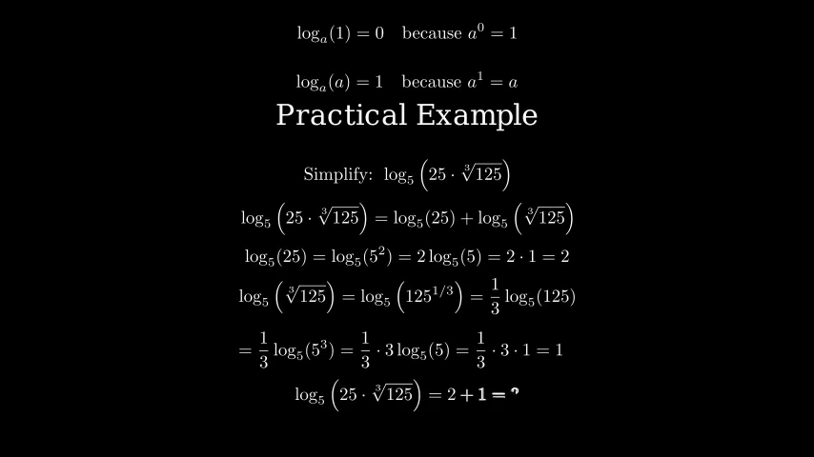Finally, combining both terms, we get 2 plus 1, which equals 3. So, log base 5 of the quantity 25 times the cube root of 125 equals 3.